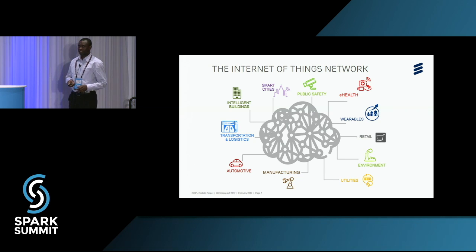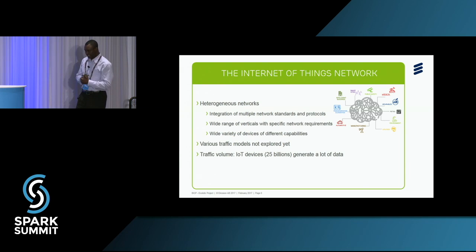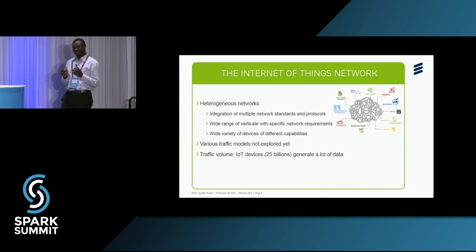So if you use LTE or 5G network just to deliver a simple message that has no latency requirement, it's too expensive. So the IoT network is a heterogeneous network with a variety of verticals, and a variety of devices as well, with different capabilities. Some devices can support multimedia, some cannot, some are low power devices. And the network has to support all these different requirements.